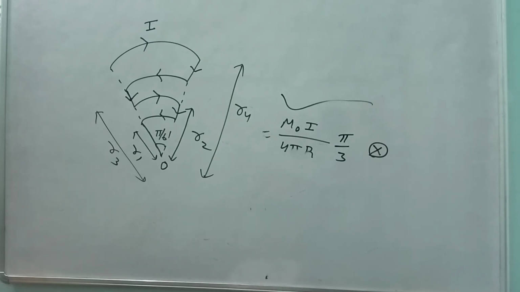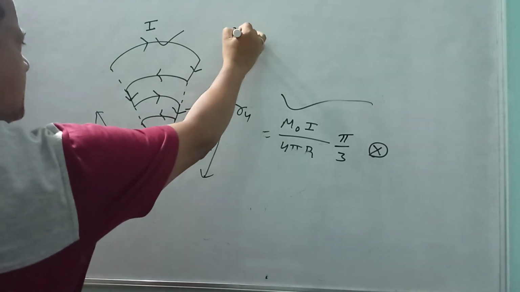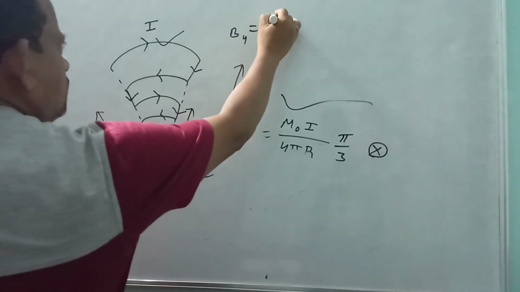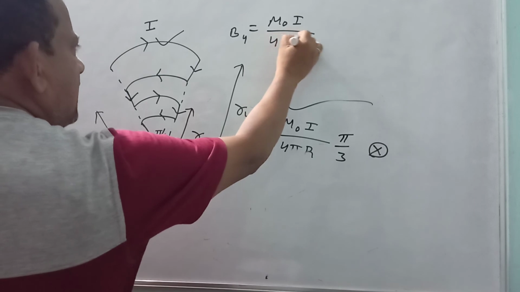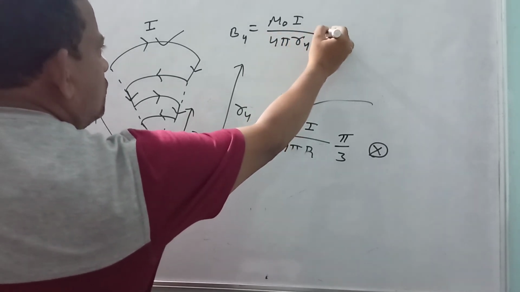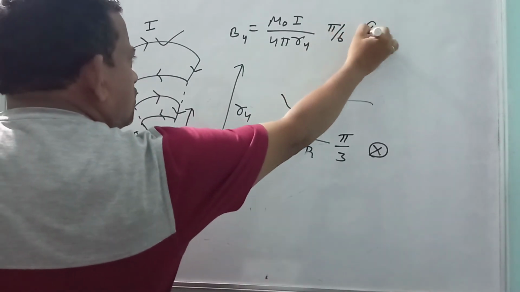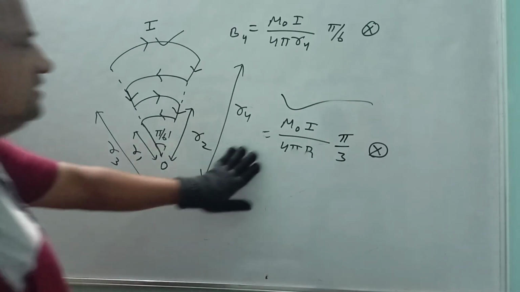So what is the net magnetic field? For this arc, suppose I take B4, it is equal to mu naught I by 4 pi R4 into theta, that is pi by 6, in the inward direction. Why is this inward? Because the current is clockwise, that's why inward.